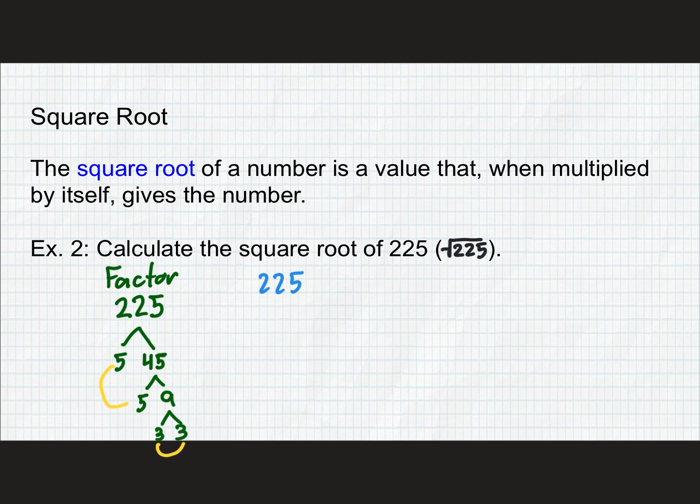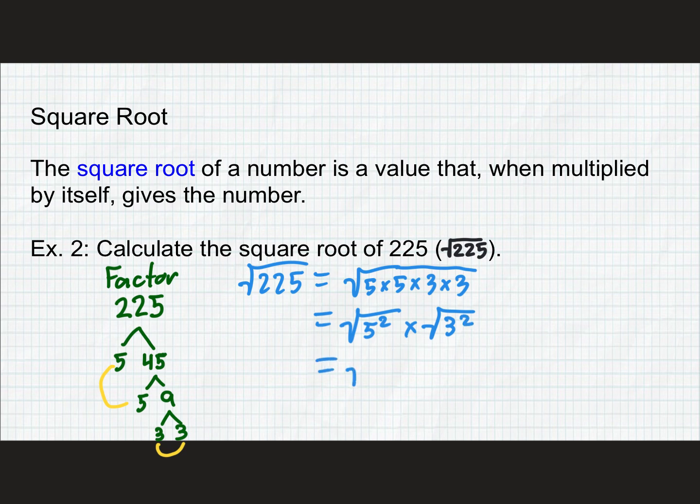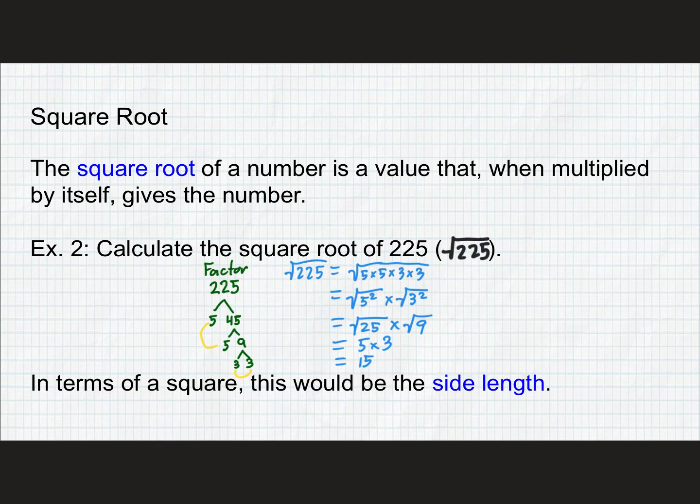Now, 225 is the product of 5 times 5 times 3 times 3. So the square root of 225 is the square root of 5 times 5 times 3 times 3, or the square root of 5 squared times the square root of 3 squared. Now, 5 squared is 25 and 3 squared is 9, so we get square root of 25 times square root of 9, or 5 times 3, which is 15. Now, in terms of a square, this number, the square root, would be the side length. Make sure you have all of this written down.